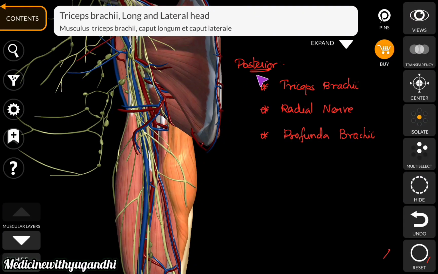So once again I am repeating, posteriorly it is related to the triceps brachii muscle, radial nerve, and also the profunda brachii artery, which is also a branch from the brachial artery.